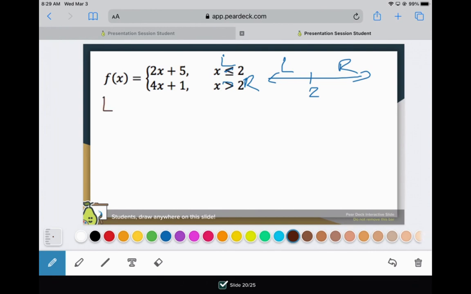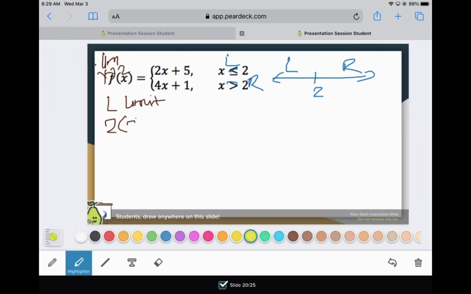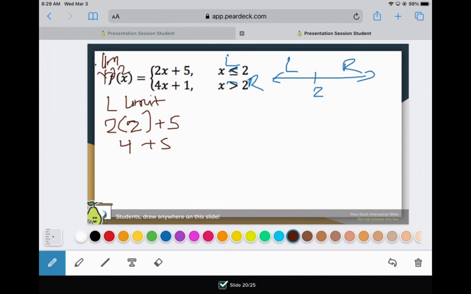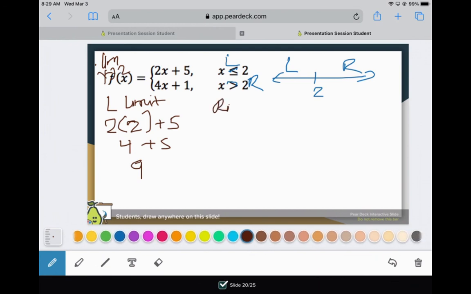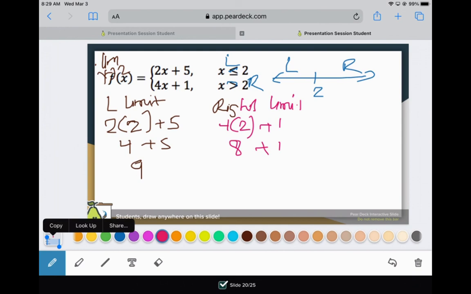So for the left limit, you can say the left limit, 2x. When I cut this problem, the notation right here disappeared, it should be the limit as x approaches 2. Okay, so 2 times 2 plus 5, 4 plus 5, which is 9. Then I'm going to do the right limit. Same thing, 4 times 2 plus 1, 8 plus 1, which is 9.